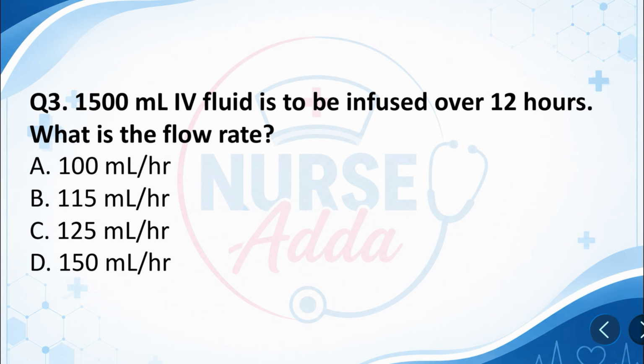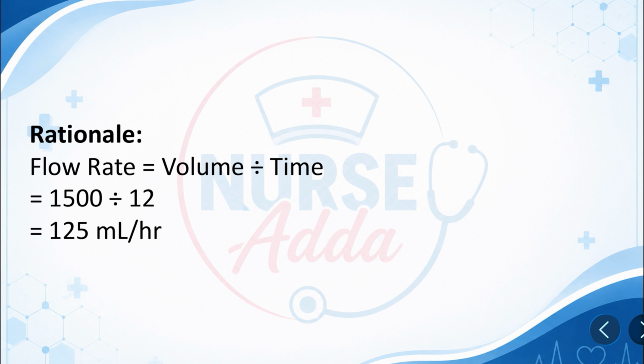Question number 3. 1500 ml IV fluid is to be infused over 12 hours. What is the flow rate? The right answer is option C, 125 ml per hour. The equation is flow rate is equal to volume divided by time. So here volume is 1500 and the time is 12. So the right answer is 125 ml per hour.